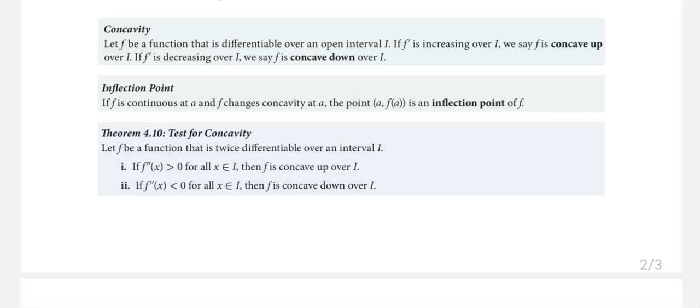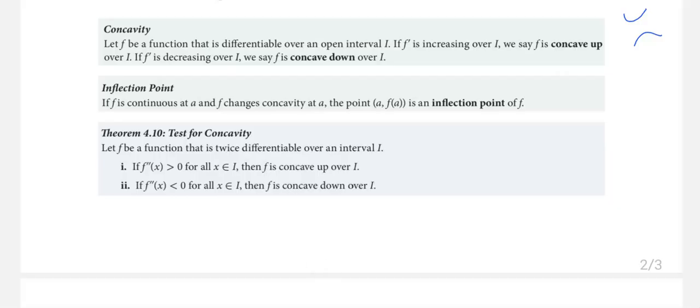Hello everyone. In this video, we are going to talk about concavity and inflection points. When we talk about a graph, we could talk about the shape of the graph. Is it concave up or concave down? Concave up is going to be shaped kind of like this, whereas concave down is going to be shaped more like that. And we use the second derivative to help us determine that.